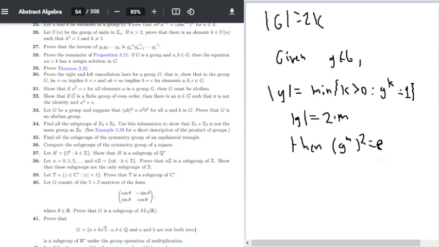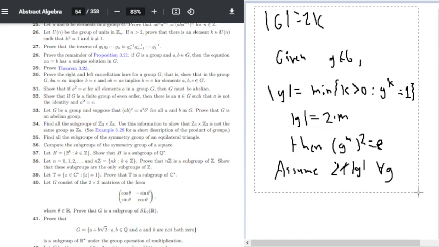So what we want to do is we want to say that the order of g, assume, the order of g is, right, so suppose that 2 does not divide the order of g for all g. I think it might be time to actually make a new mathematical tool to solve this problem.